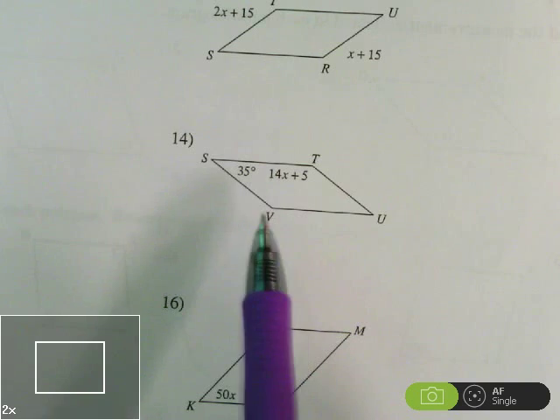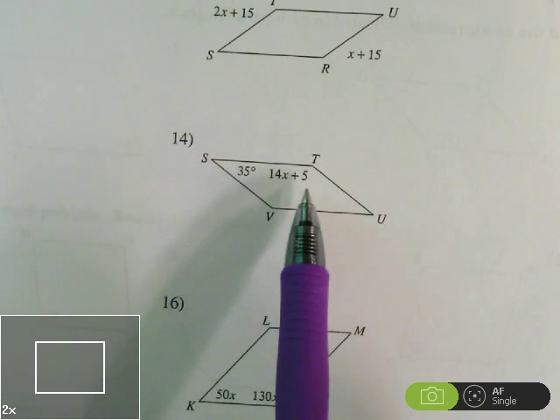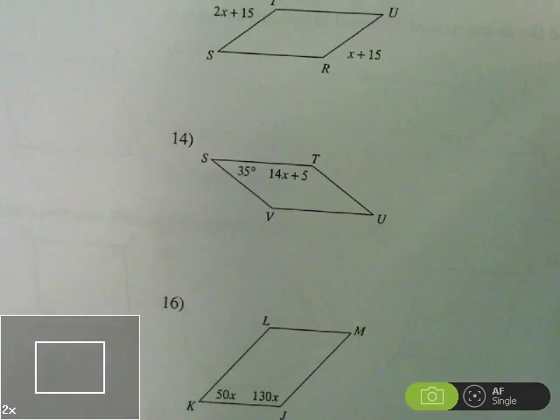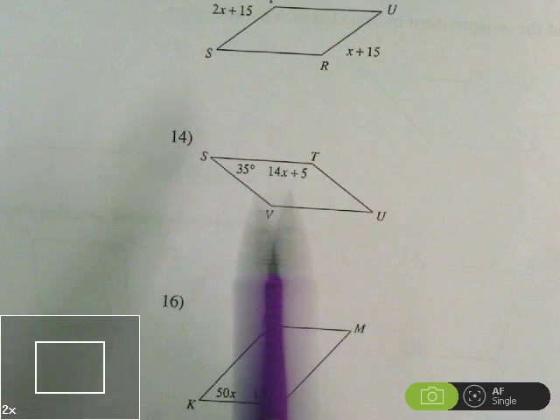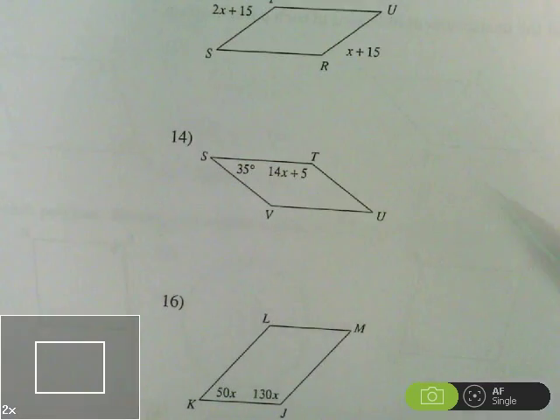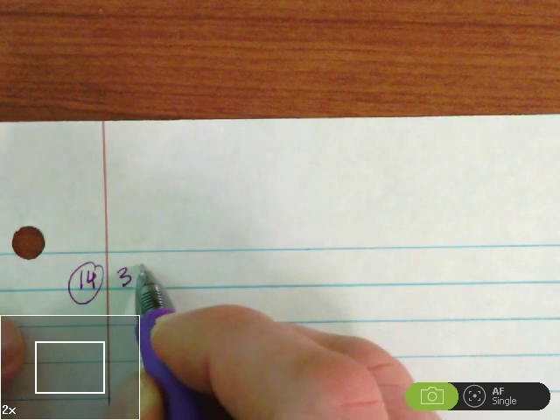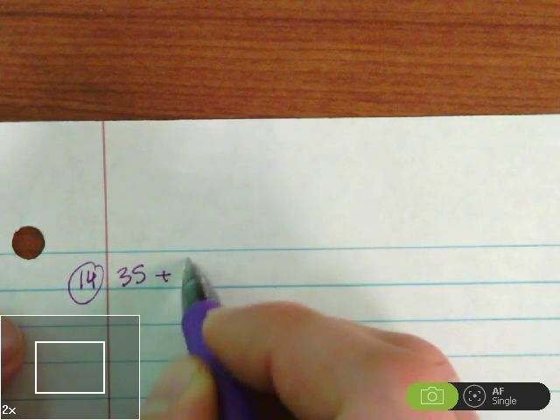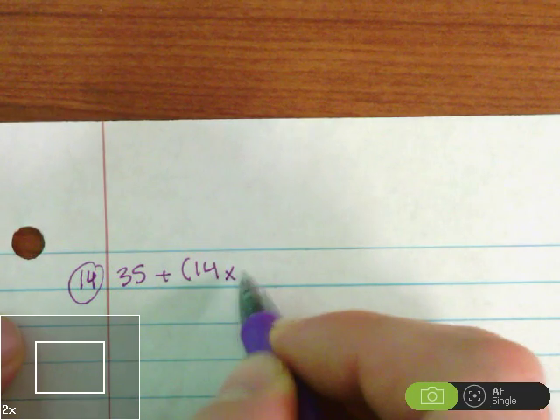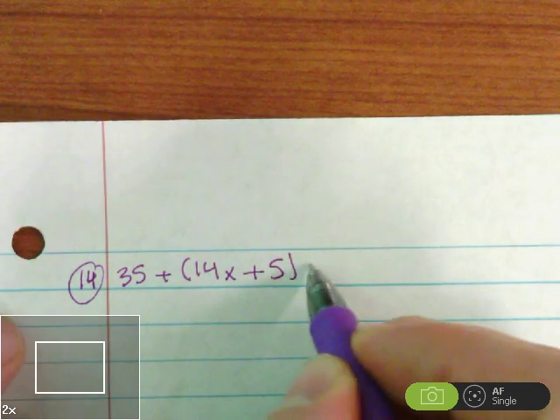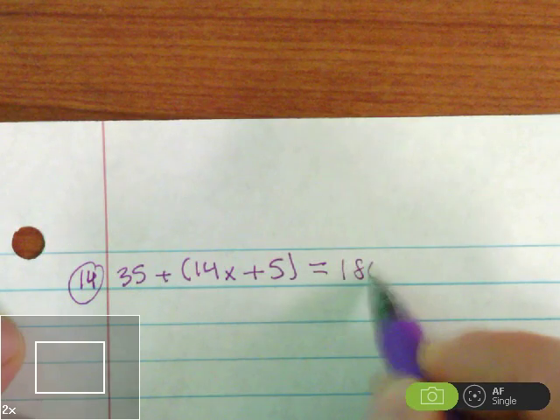Next up, we've got number 14. Here we have again a pair of consecutive angles. They are supplementary. Their measures add up to 180. So 35 plus 14x plus 5 equals 180. So for number 14, we have 35 plus 14x plus 5 equals 180.